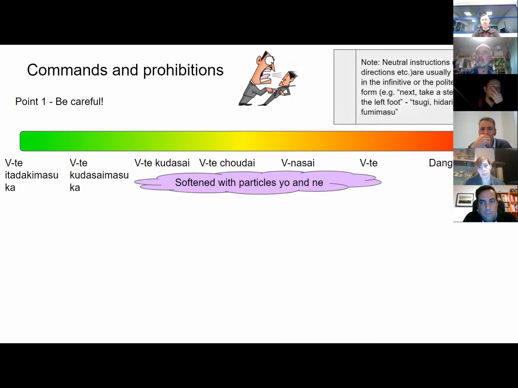One little footnote is, if you're reading neutral instructions like recipes or directions or the Zenken Ren Iaido manual, usually a command is written either in the infinitive or the masu form. For example, in the Seito manual where it says next, take a step with the left foot, it simply says tsugi hidari ashi de fumimasu. So it says you will do this. This is how written instructions are normally formed. It doesn't say tsugi hidari ashi de funde kudasai. It doesn't actually make a request or a command. It just says you will do this.